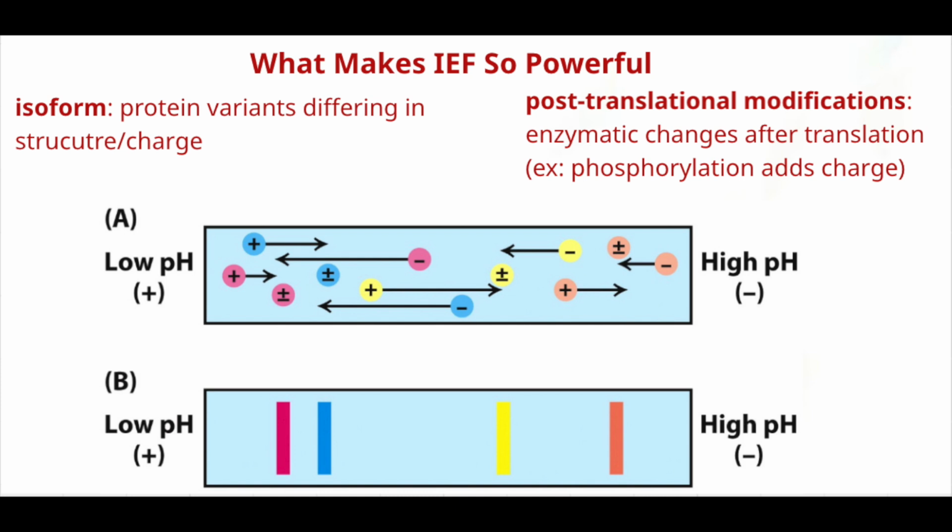So, what makes IEF so incredibly powerful? Well, this method achieves extremely high resolution, separating proteins differing by only a single charge. That's critical for analyzing isoforms, slightly modified versions of the same protein, or analyzing proteins with post-translational changes, such as phosphorylation. And once separated, these focused proteins can be extracted and analyzed by other techniques, like mass spectrometry or 2D gel electrophoresis, for even more granularity.